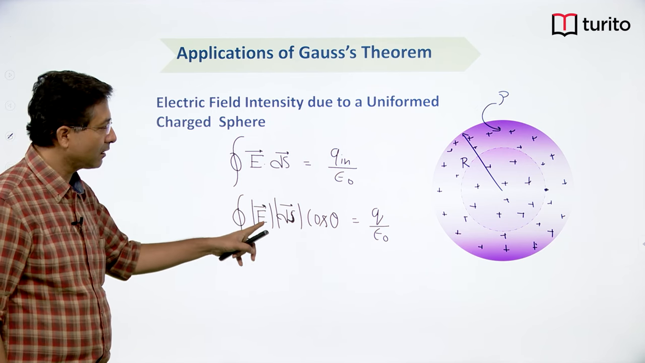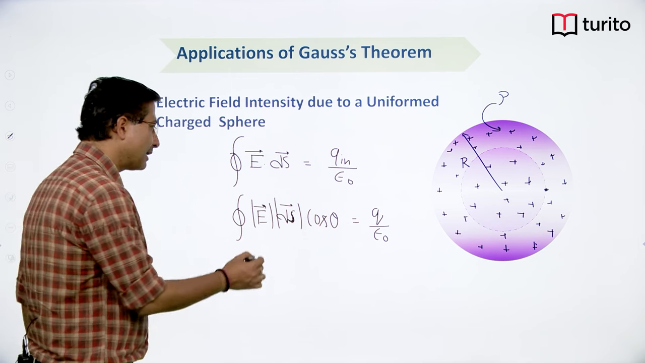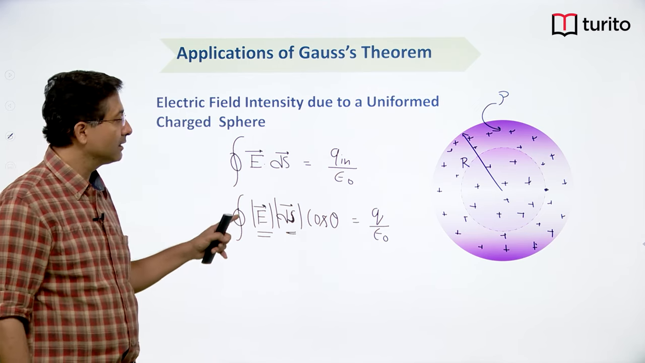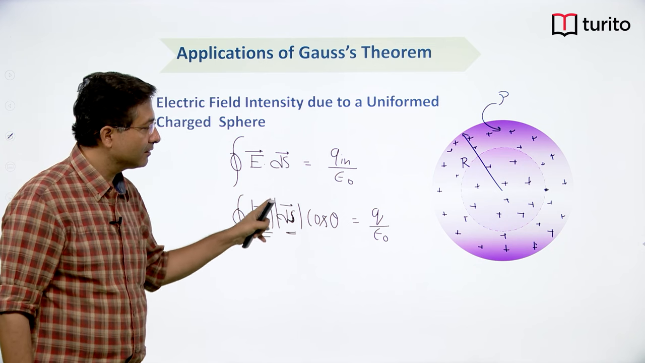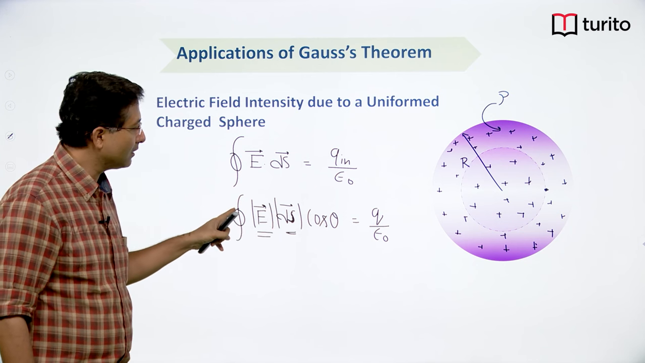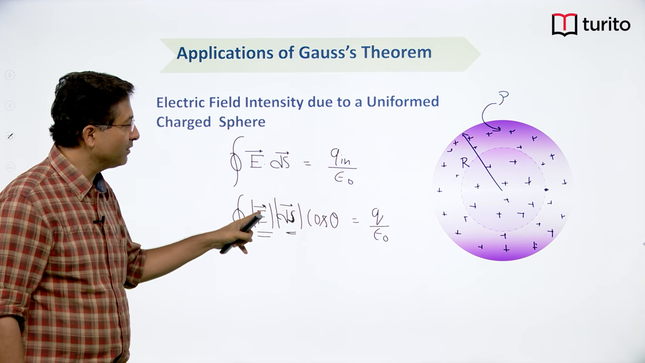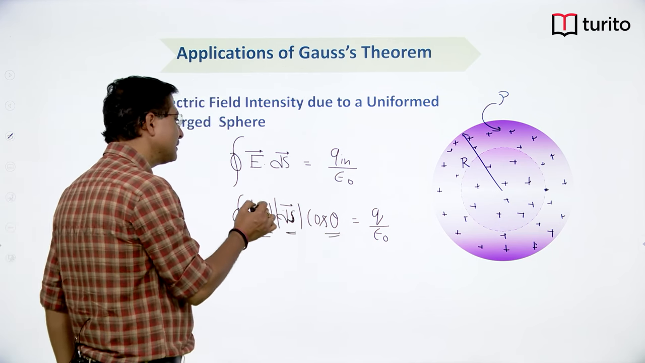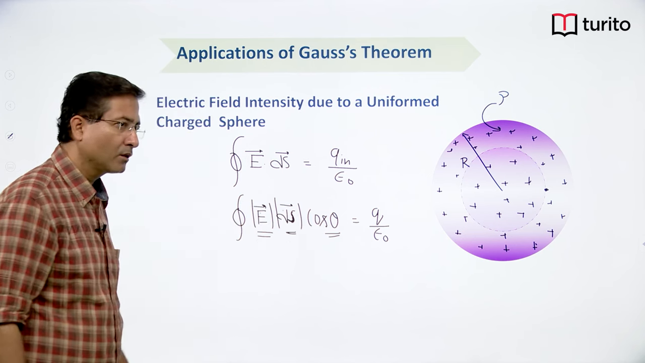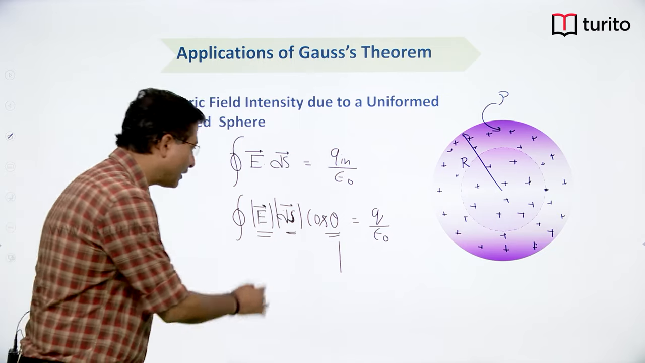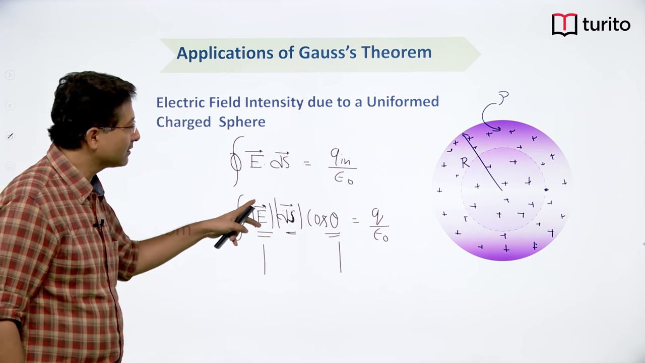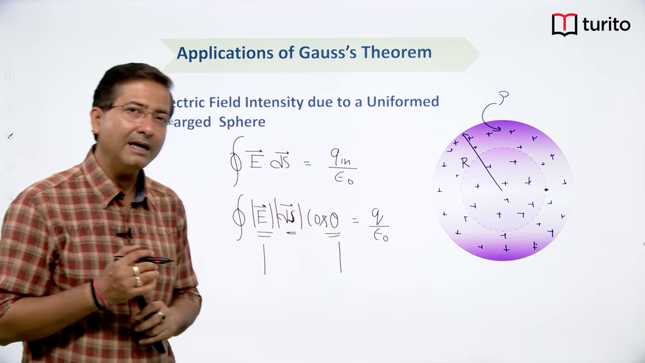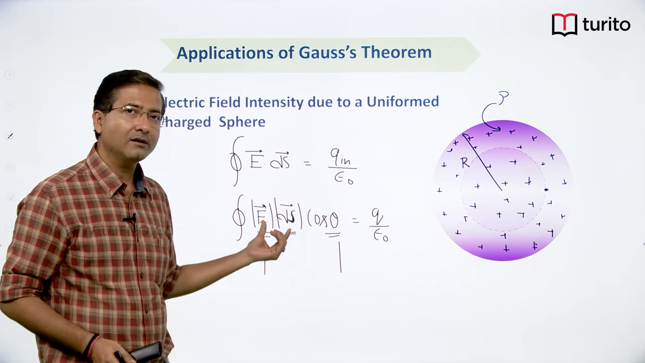I can take this one out only when the magnitude of E is same at every ds. Listen carefully. At every point on the Gaussian surface, if magnitude of field is same, then I can take it out provided everywhere the angle made by this E with ds is same. So, I require angle same, I require magnitude same. When these two conditions are met, then only I can take E out, right. This is the requirement. So, in any situation you have to consider the Gaussian surface in such a way that these two conditions are met, right.